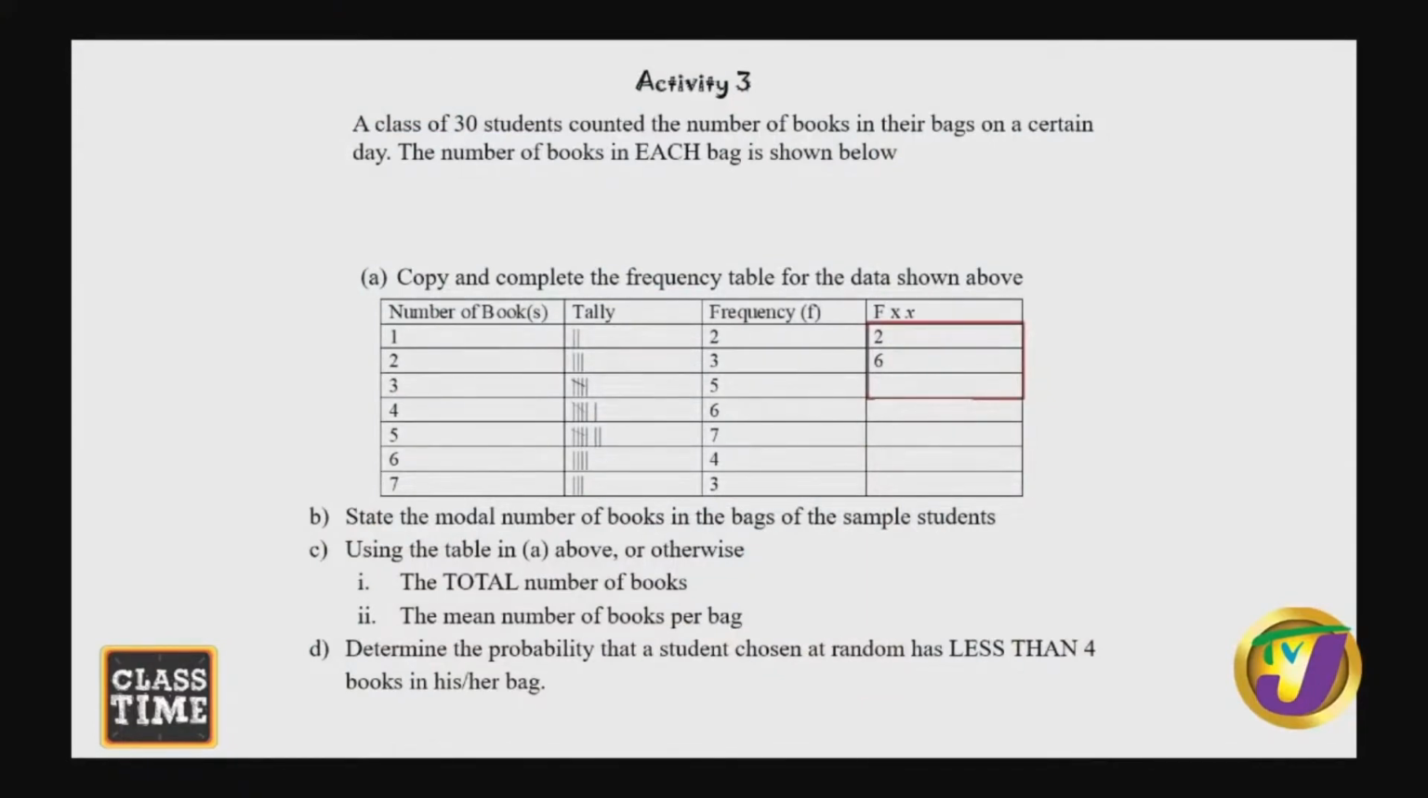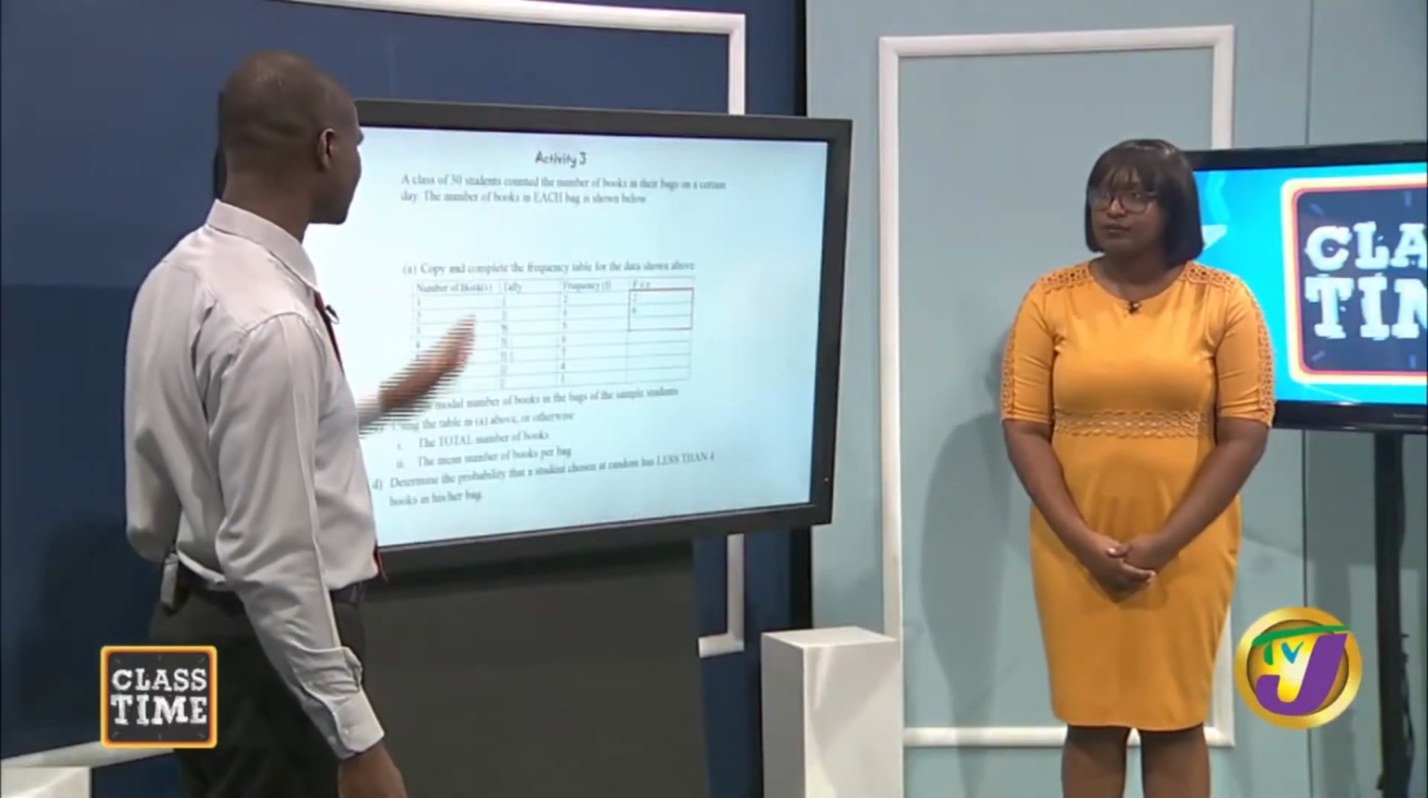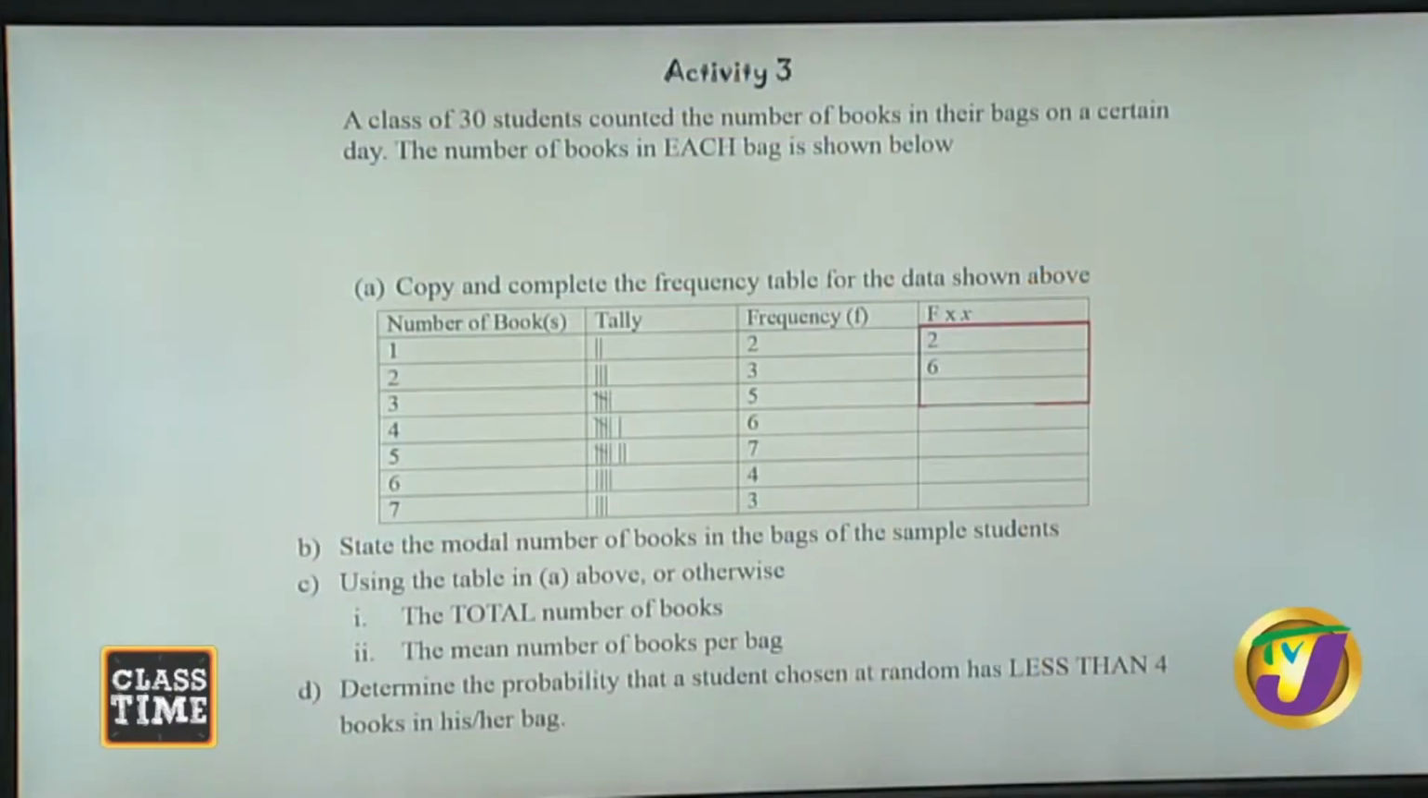Now, this is where it gets a little interesting. We are given a few things. We're given the number of books, and we're given the frequency and tally. But I see another column. I see F multiply X. What does that mean? Well, from the table, they are telling us that frequency is depicted by F. But where is X? Could X be my tally or the number of books? No, sir. If X was my tally, and my tally and frequency are the same thing, that could not work. So X has to be the number of books that we have.